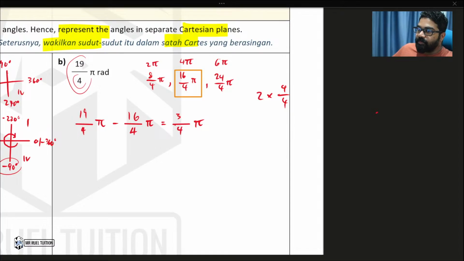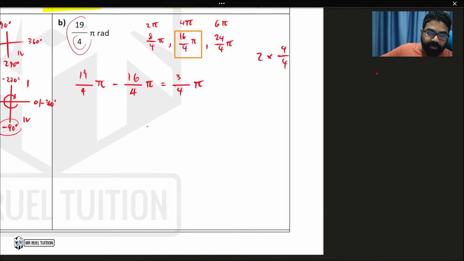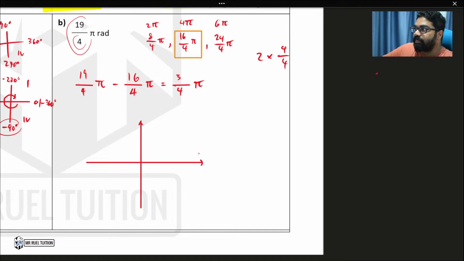Alright. Okay, so sekarang kita tahu kedudukan dia. Let's draw. So we know it's in the second quadrant. Sukuan kedua, here, 135. Okay, now you have to be careful. Berapa pusingan, right? How many rounds?